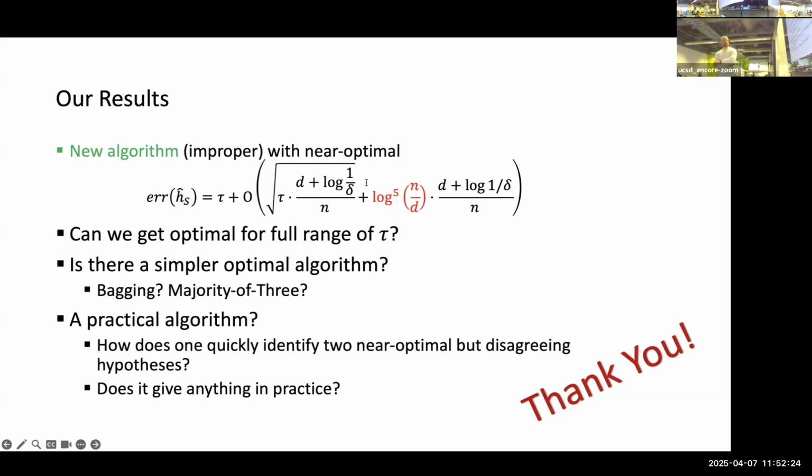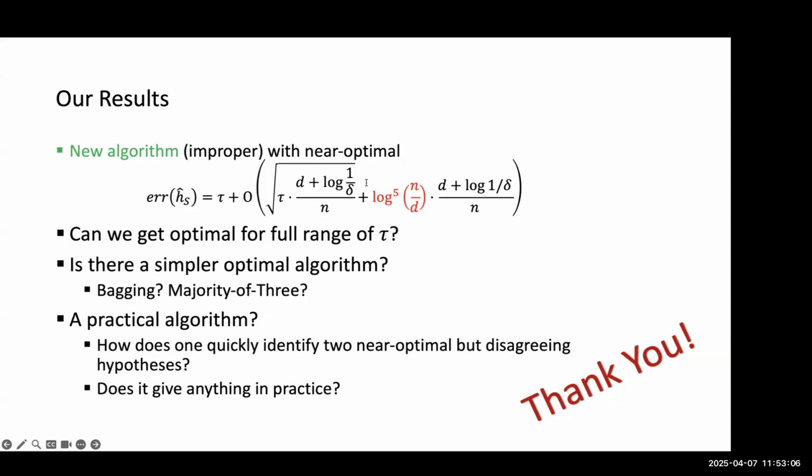I guess if you could prove that bagging had this guarantee without the log to the fifth n over d, for any value of tau, then by plugging in tau equals 0 you get the realizable case, and I guess you would also get an optimal algorithm in that case. So I think so. I don't know about this enumerating over all X in the data space. Maybe I misunderstand the question, but for bagging, you're not enumerating over all X in the input space. It's only for the analysis, and majority of 3 and so on, that you're even looking at the whole input space. I hope that answers it.